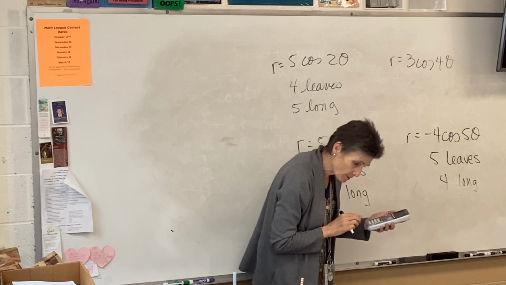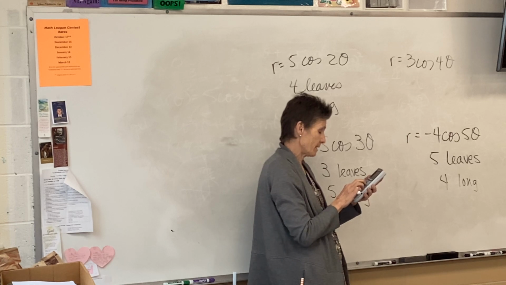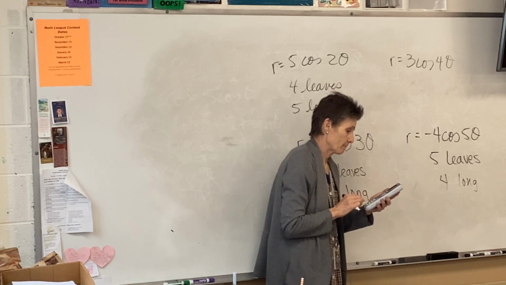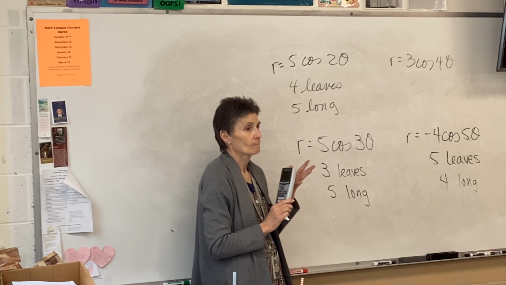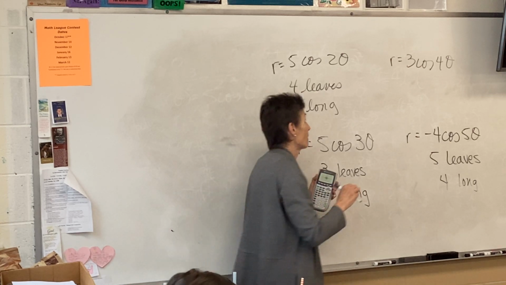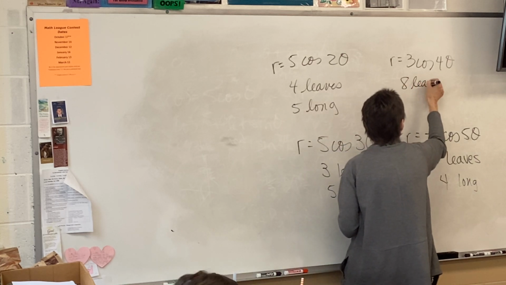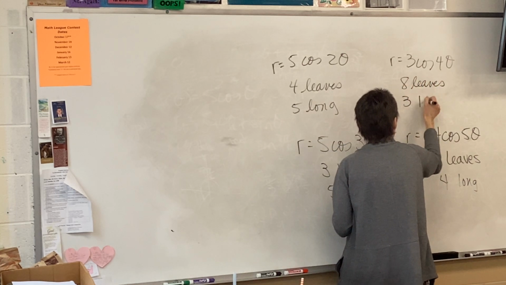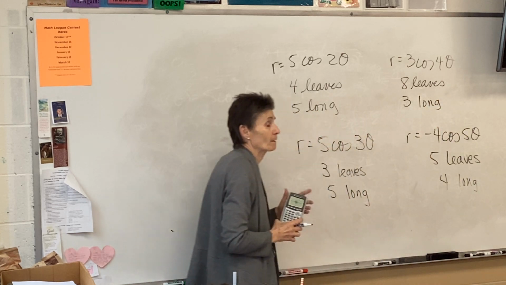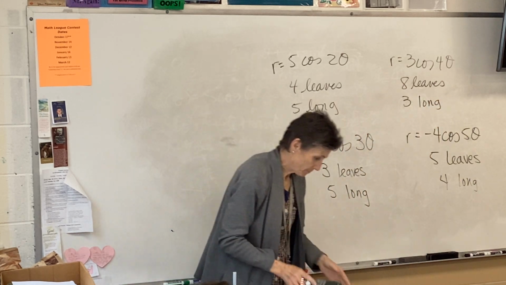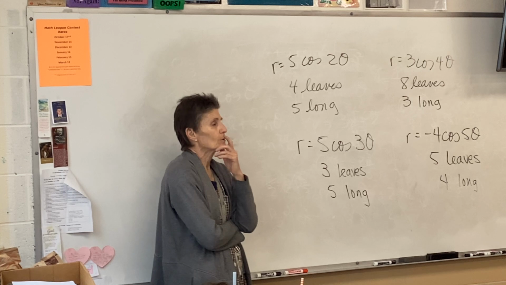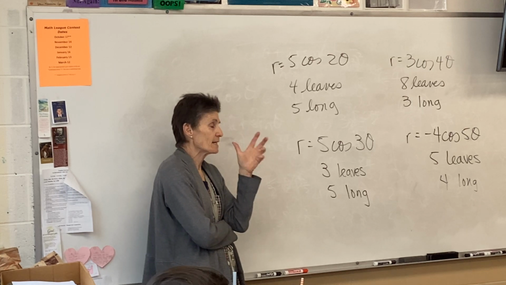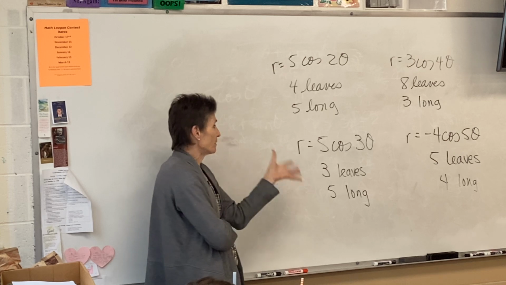3, is that positive 3? Cosine 4 theta. How many leaves? 8. And they're 3 long. Now in a minute we're going to do the sine version of that, but the rules are nothing's going to change. I mean, the orientation of the picture will change, but none of these fundamentals.